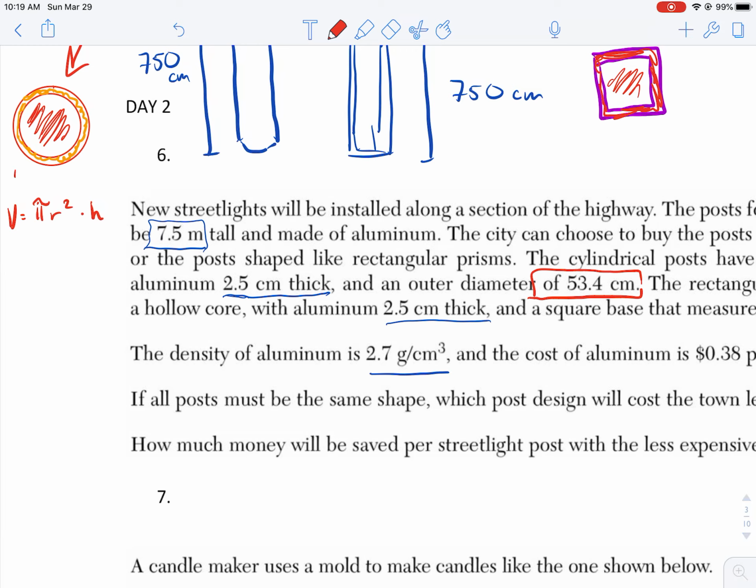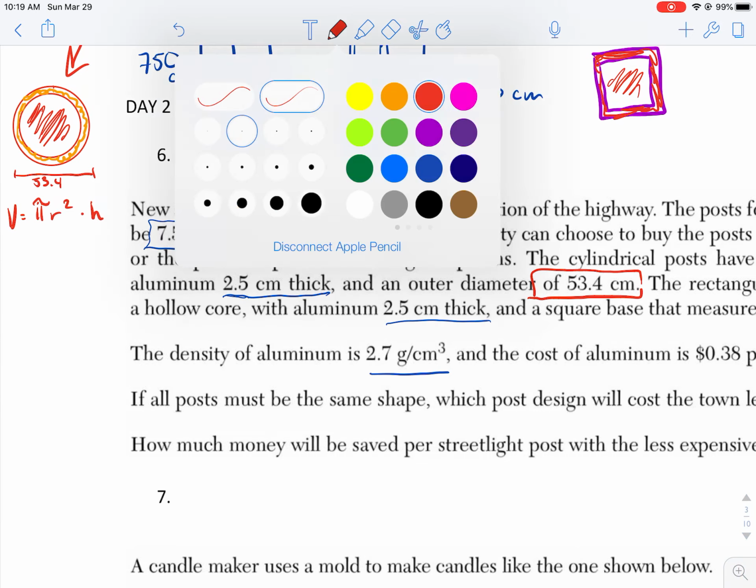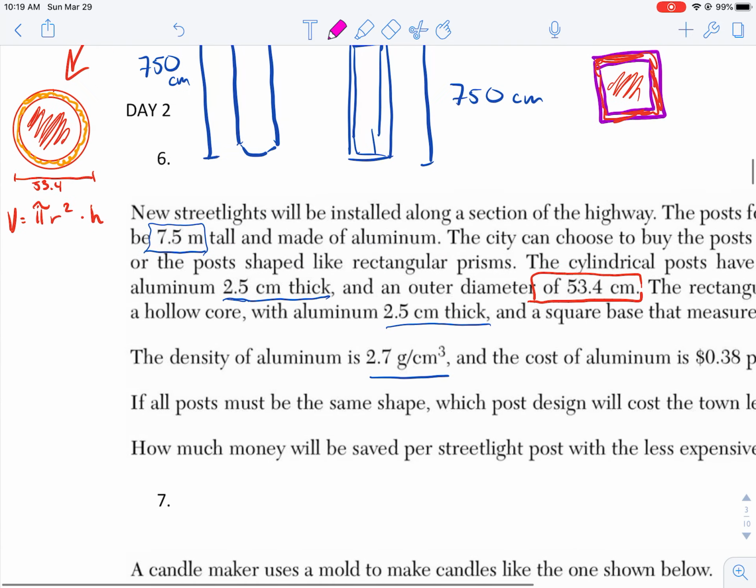Okay, so our outside circle has an outer diameter. That's what it means by the outer diameter. All right, we're talking about the outer circle, the whole diameter of the whole post. Okay, it's 53.4. All right, in order to find the radius, we're going to have to go 53.4 divided by 2.